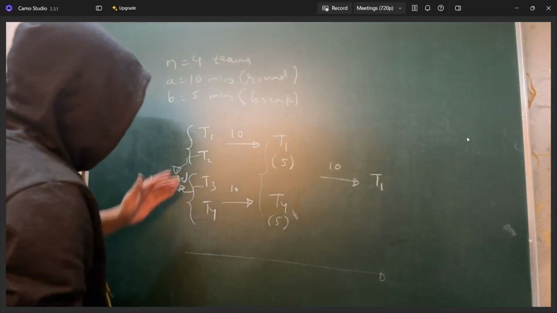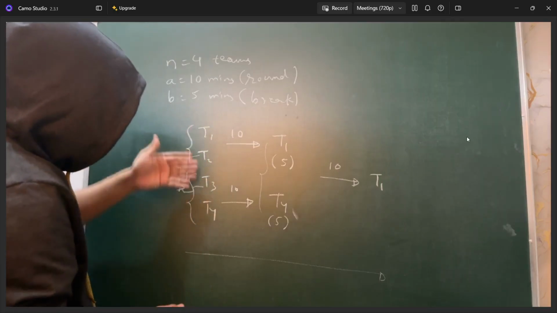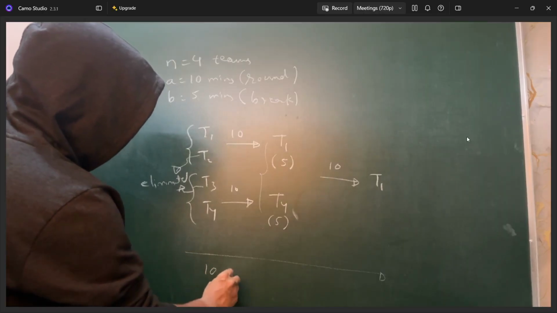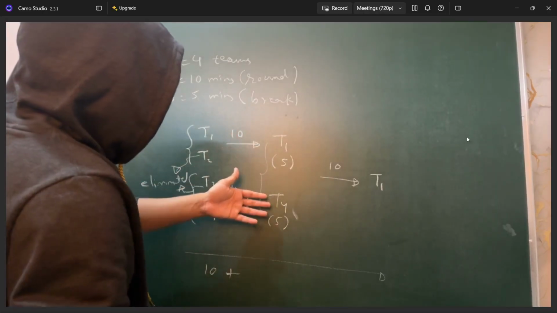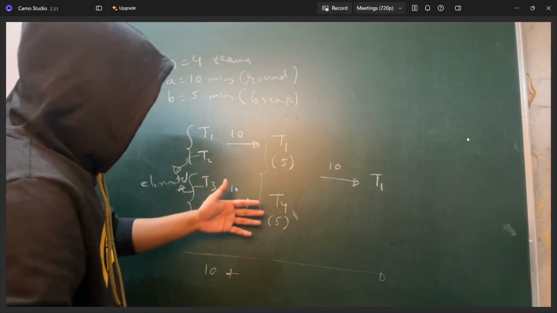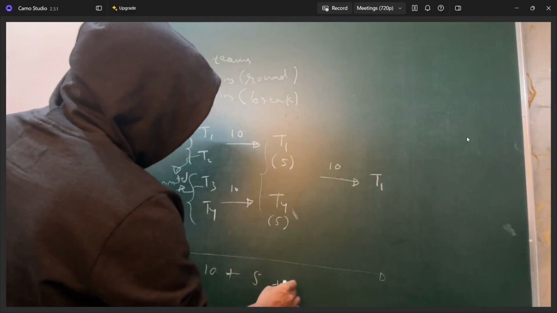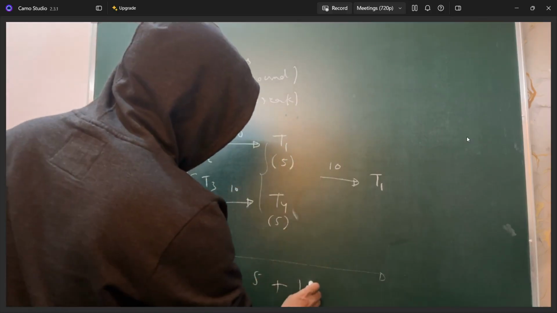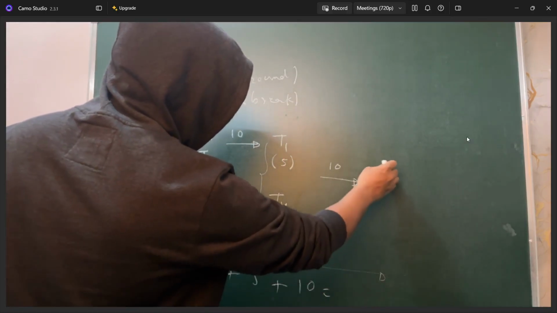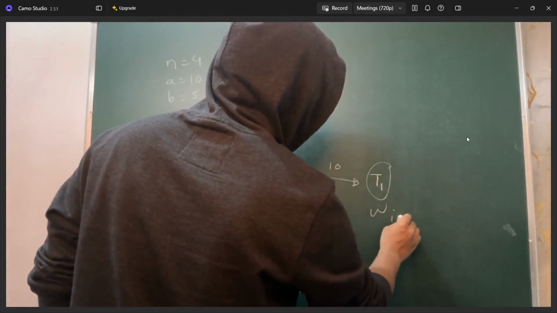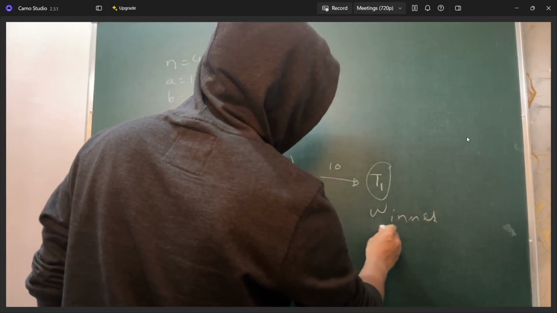If you try to see the match between all the 4 teams, it is going to be 10 minutes. Plus, since some team has won the match, they are going to take 5 minutes of break. Again, these 2 teams will be competing, which will take 10 minutes of time. And since this is the last team, we have only 1 team and T1 is the winner, right? So after the winner, he'll not be taking 5 minutes of rest.